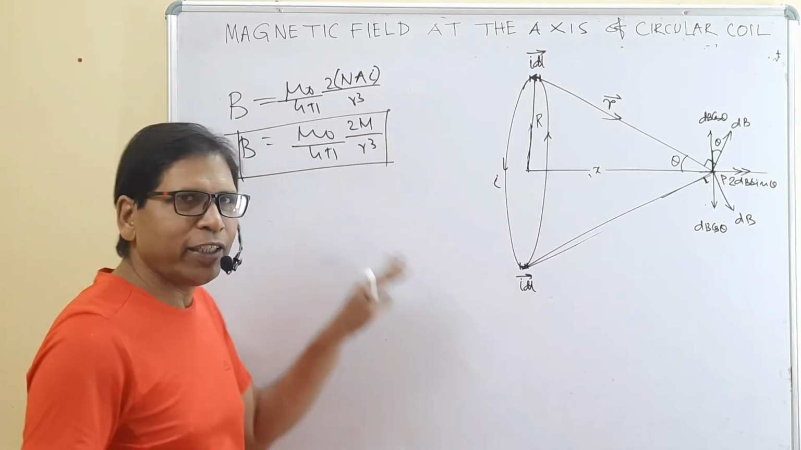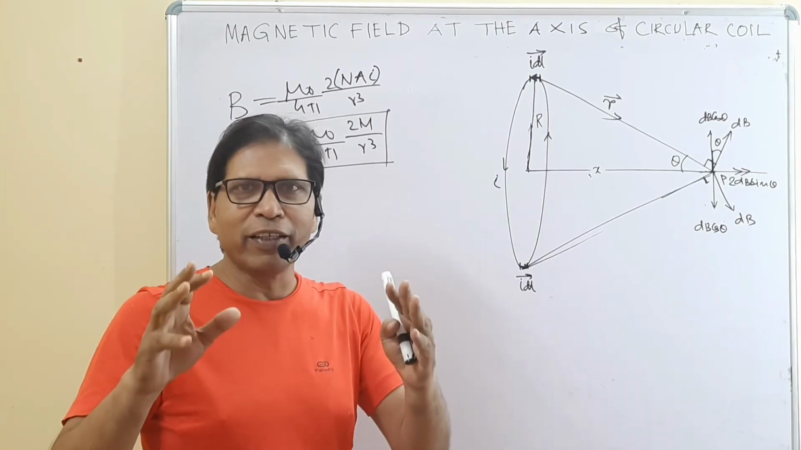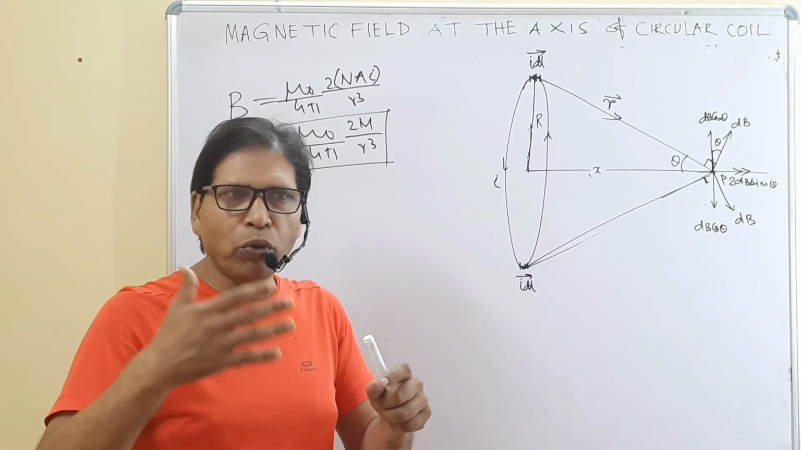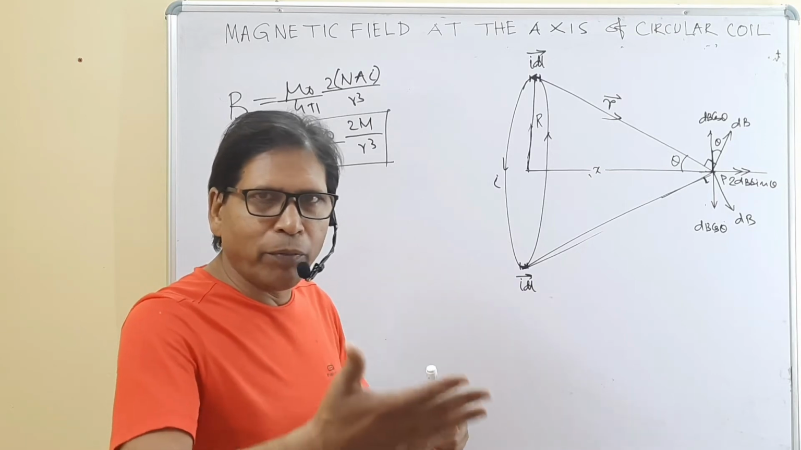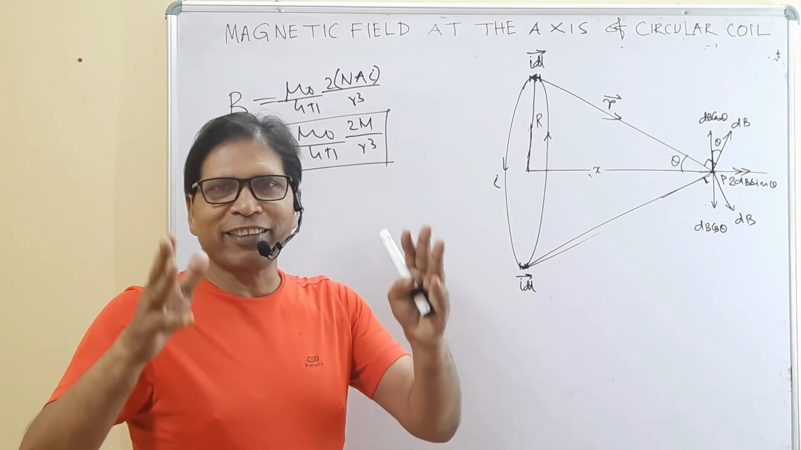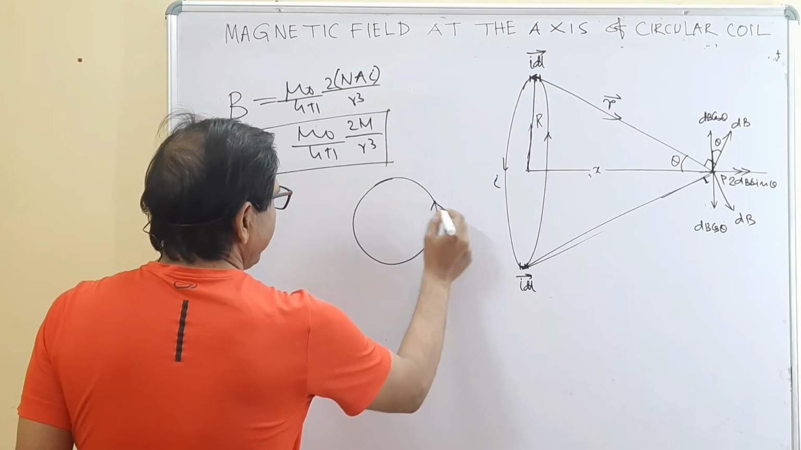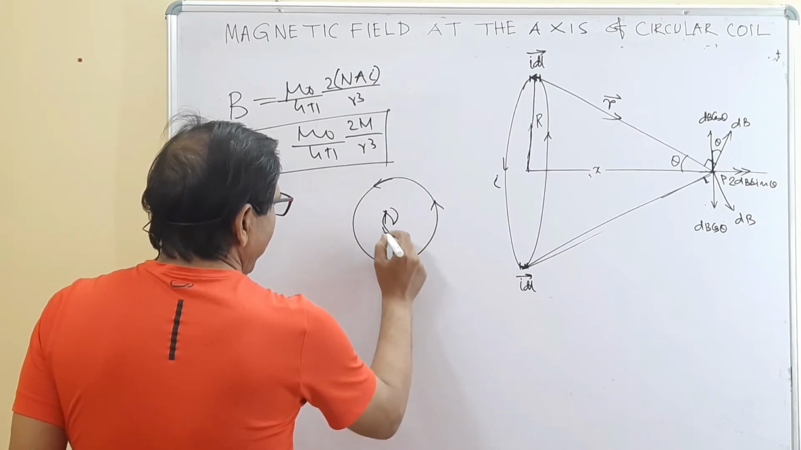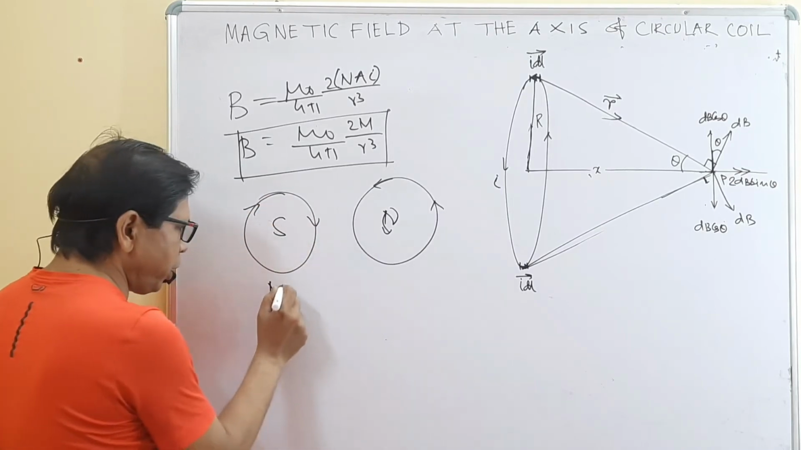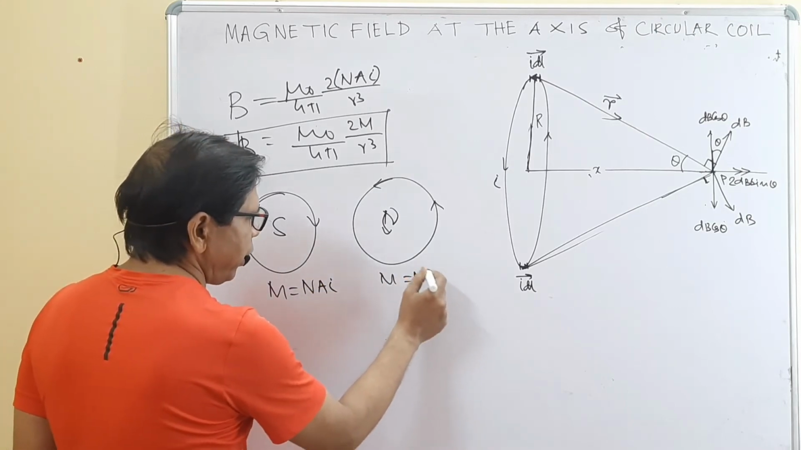From this relation we conclude that a current carrying coil behaves as a magnet whose one side behaves as a north pole and the other side behaves as a south pole, with magnetic moment M equal to NAI. Anti-clockwise current represents the north pole and clockwise current represents the south pole, and the magnetic moment in both cases is M = NAI.